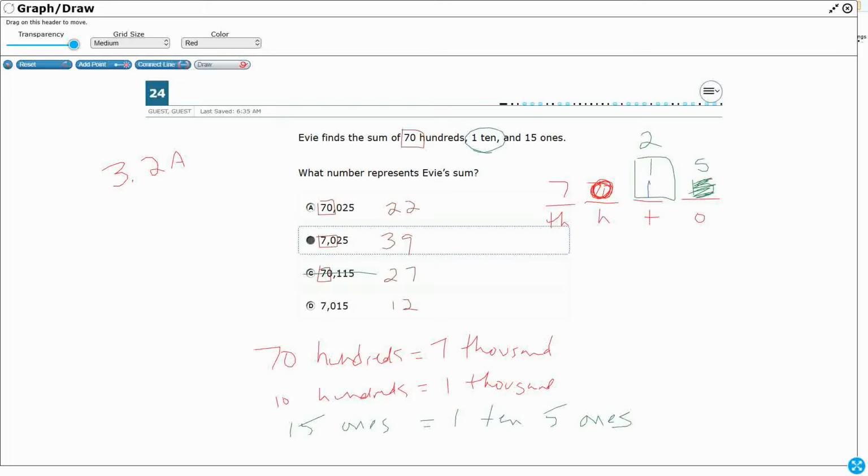And this one, what they did is they just didn't combine the 10 from the 15 ones and then the other 10. They just stacked them up next to each other. And so this was pretty challenging for our students. In fact, this was tied for our 8th most difficult item on the test.